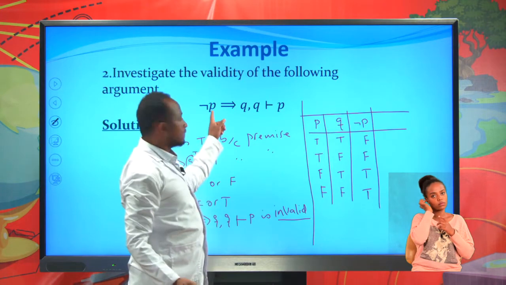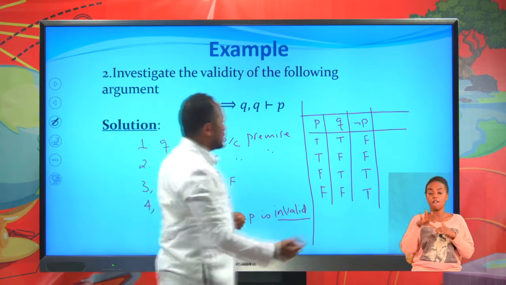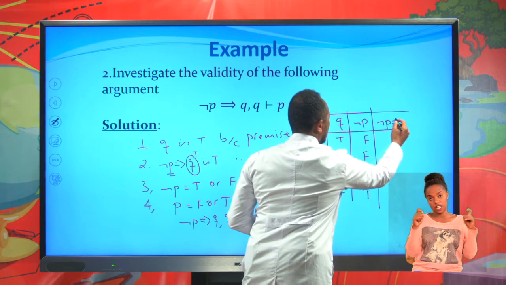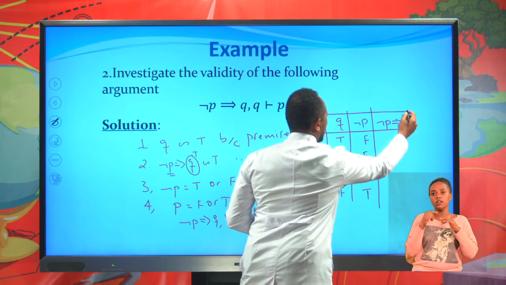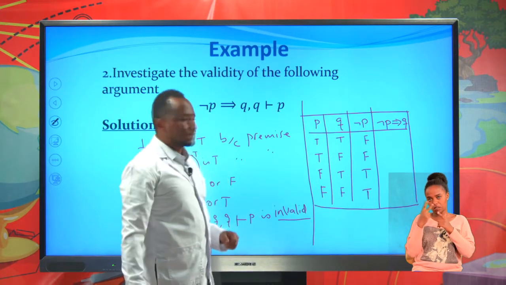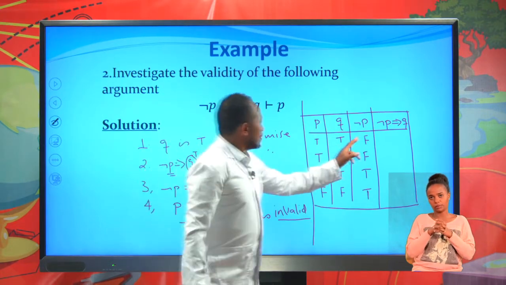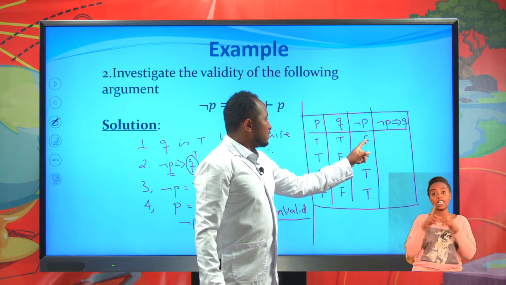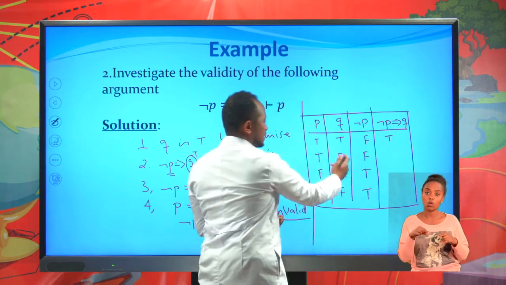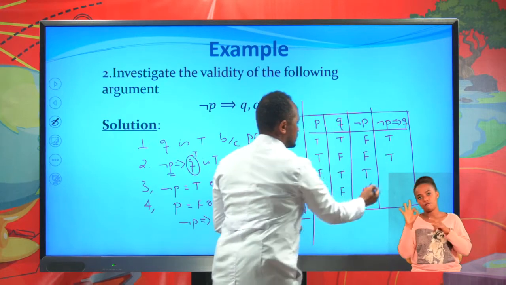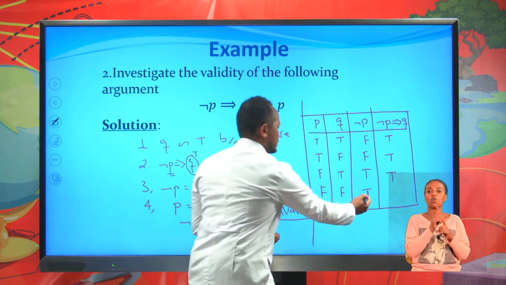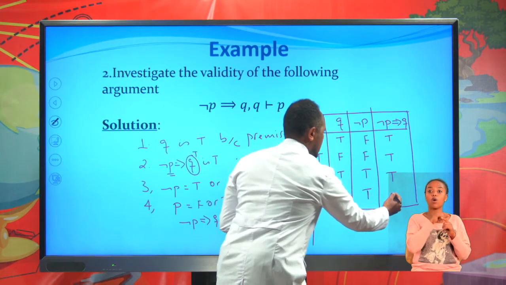Next, let's find negation of P implies Q. Negation of P implies Q. Negation of P implies Q, here it is false, implies true, it is true. False implies false, it is true. True implies true, it is true. But here, true implies false, it is false.